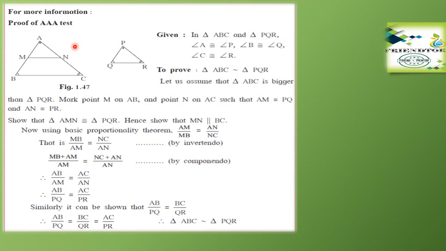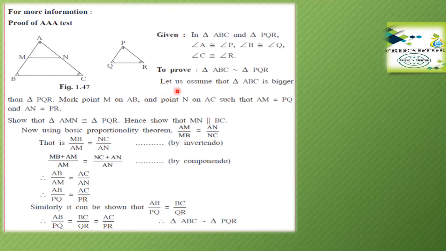Okay, so this is the proof of the AAA test. There we have two triangles, triangle ABC and triangle PQR, where angle A is congruent to P, B is congruent to Q, and C is congruent to R. Okay, three angles are congruent. Now the aim is to prove that triangle ABC is similar to triangle PQR.